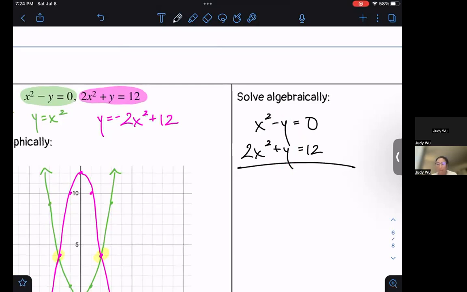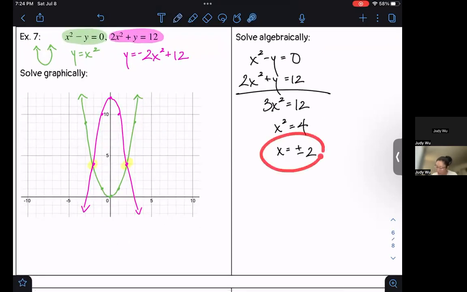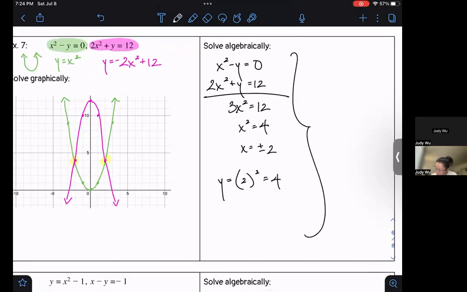So now when I combine my equations, I get 3x squared equals 12. I'm going to divide by 3, x squared equals 4. And again, when I take my square root, I better end up with two answers, x equals positive or negative 2. Now, if x equals positive or negative 2, I can plug it right into the green equation to get my y's. That's probably the easiest one. So y equals 2 squared, which gives me 4. And that makes sense because my solutions are 2 comma 4 and negative 2 comma 4.